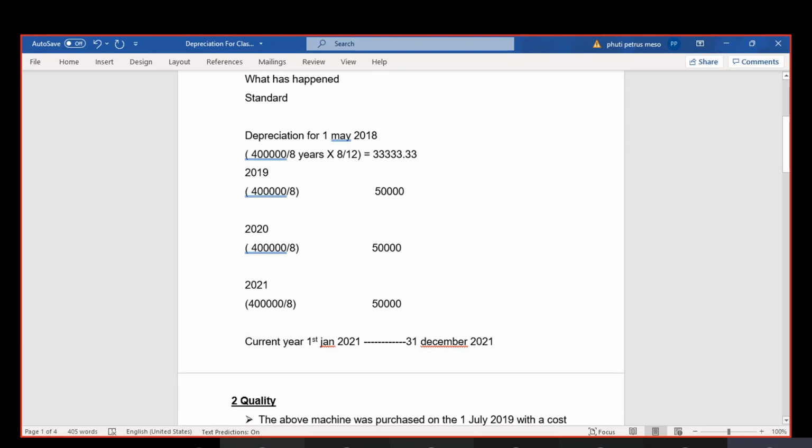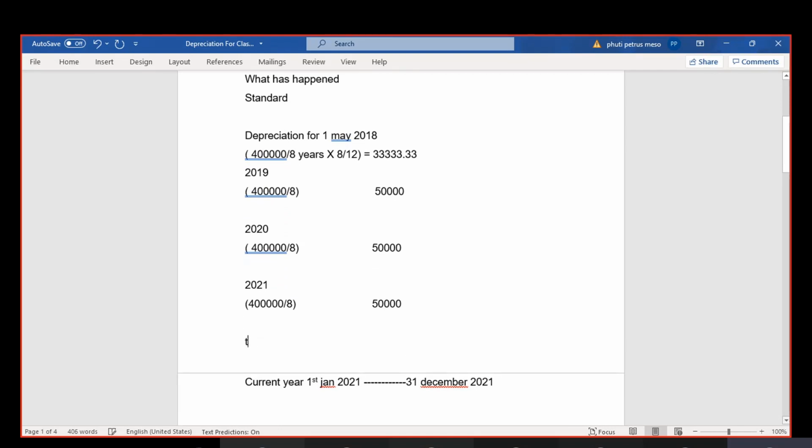All right. So my total depreciation there would be, let me see, 150 plus 33. I think it's 183,333. Somebody help me quickly. 183,333.33. Okay, is it fine? Yes, correct. So this is your total depreciation for the current year.